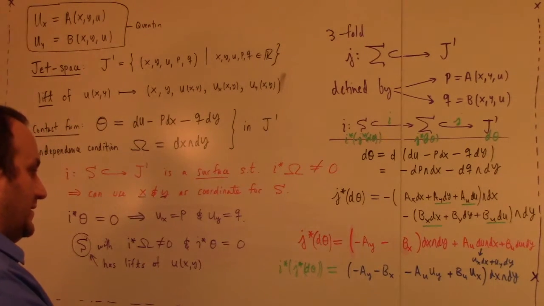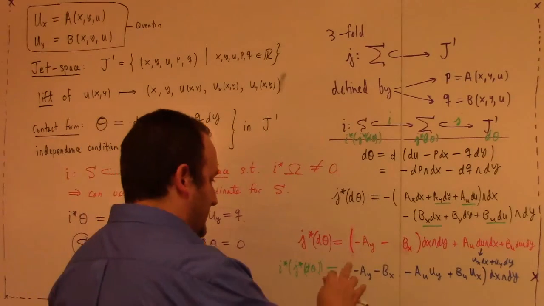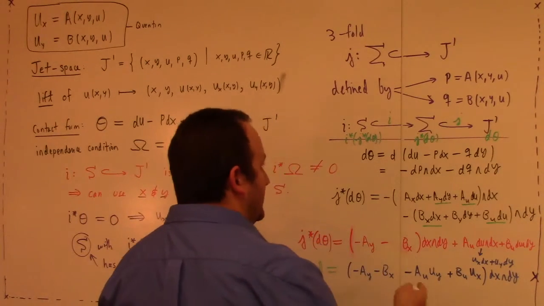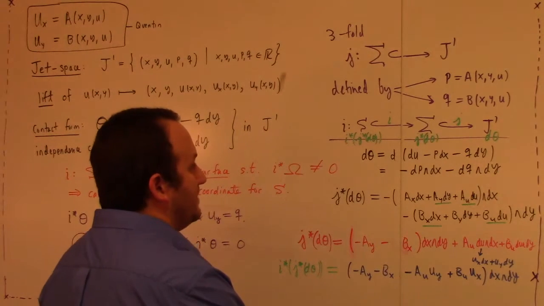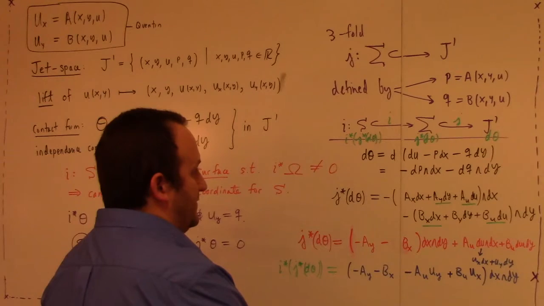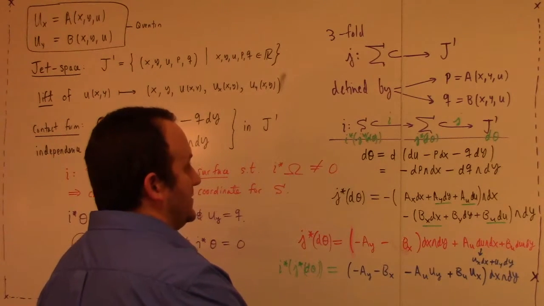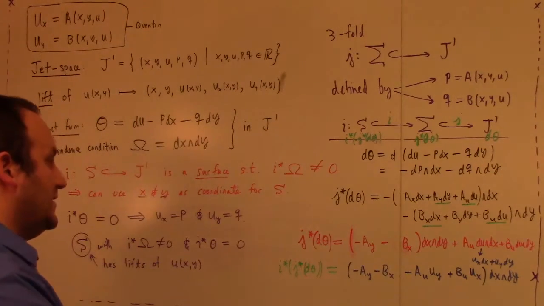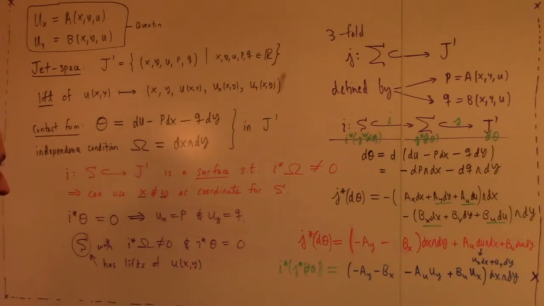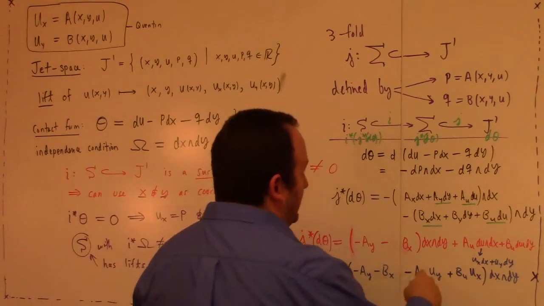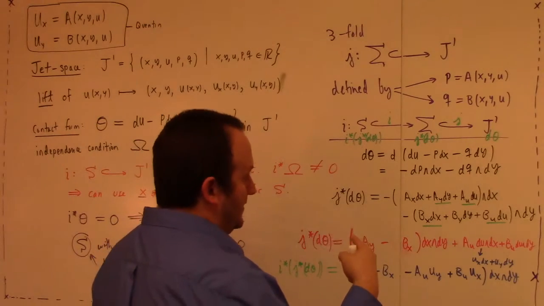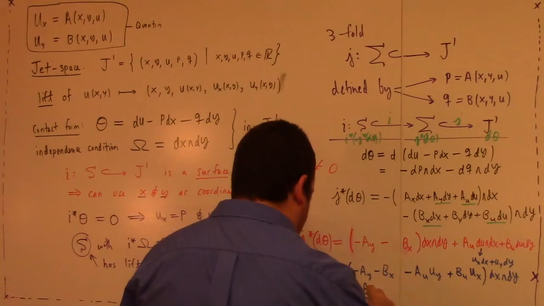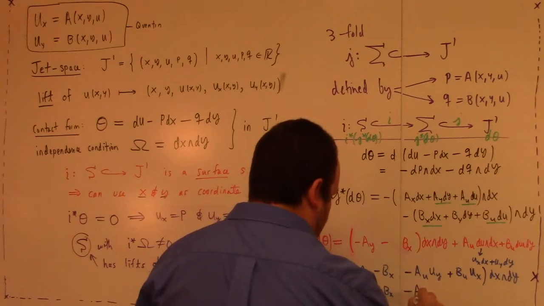but again, where are we? Keep in mind that we're imposing the conditions for the surface and for the threefold. So we're looking at a surface inside the threefold. We have both the conditions p equals a and q equals b, and we also have the condition that the contact form pulls back to 0 and the independence condition is non-zero. Okay, so the contact form pulling back to 0 means that ux is equal to p and uy is equal to q, right? So p and q, but then again, p and q are not p and q anymore, they're a and b respectively. And so we get minus ay minus bx minus a sub u.